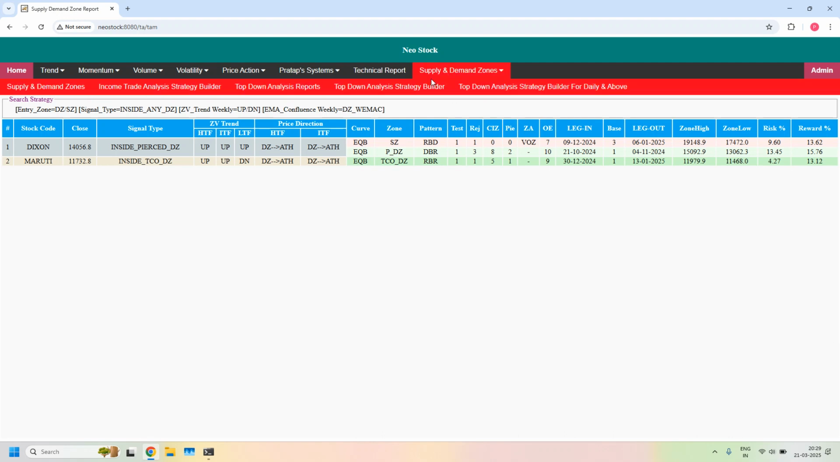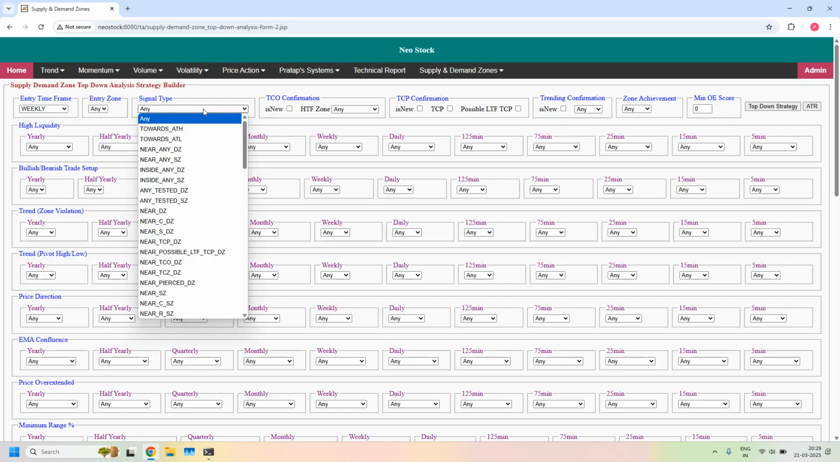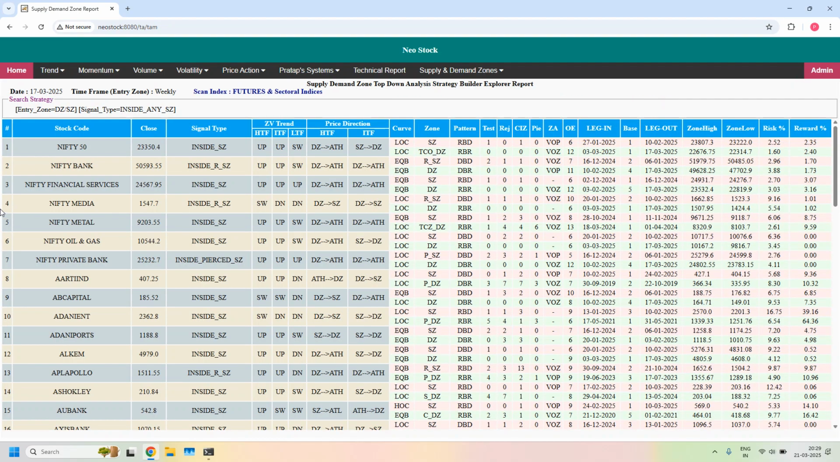Next, weekly time frame, price closed inside the weekly supply zone. We got a big list. First 15 stocks in the list. Nifty, Nifty BANKNIFTY, Nifty Financial Services, Nifty Media, Nifty Metals, Nifty Oil and Gas, Nifty Private Bank. 7 indices are currently closed inside the weekly supply zones.